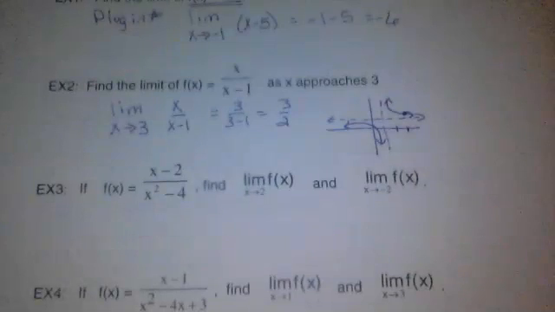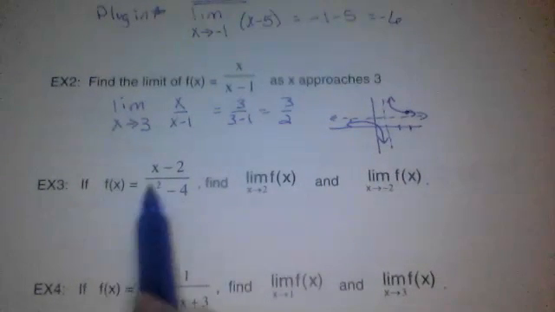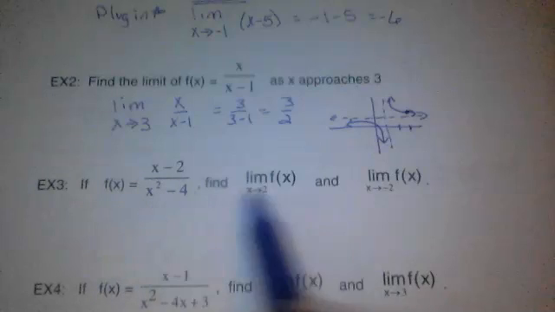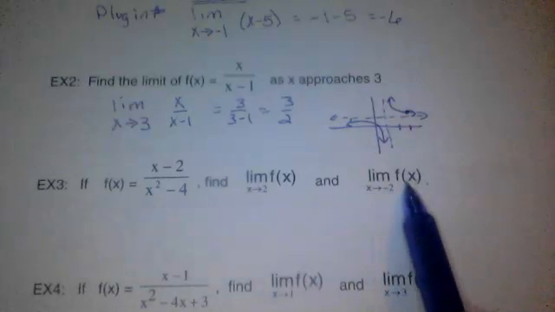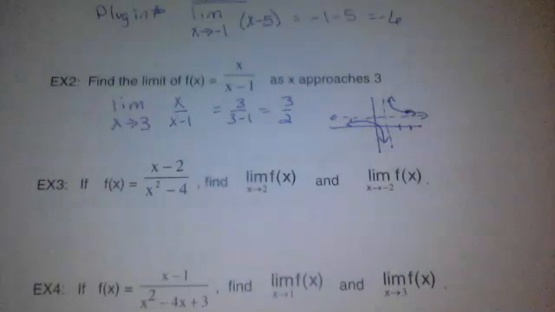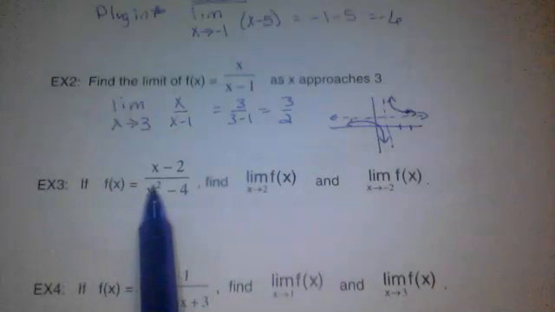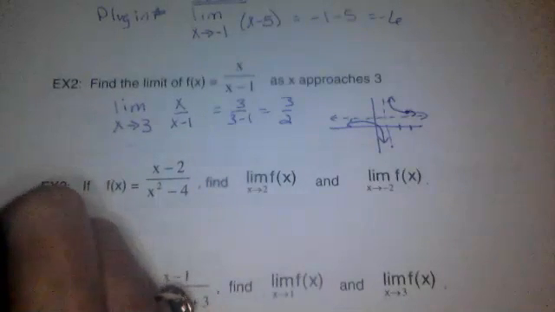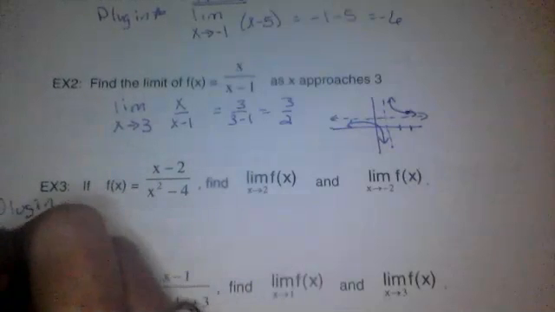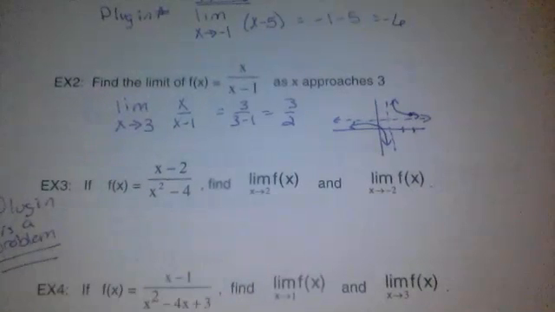I think it was. Okay, so on the next problem, it says if f of x equals x minus 2 over x squared minus 4, find the limit as x approaches 2 of f of x, and the limit as x approaches negative 2 of f of x. Well, you can probably see pretty quickly that I can't put 2 in here. 2 squared minus 4 is going to be 0. So plugging in is going to be a problem. We can't do that. So other than graphing, what else could we do?